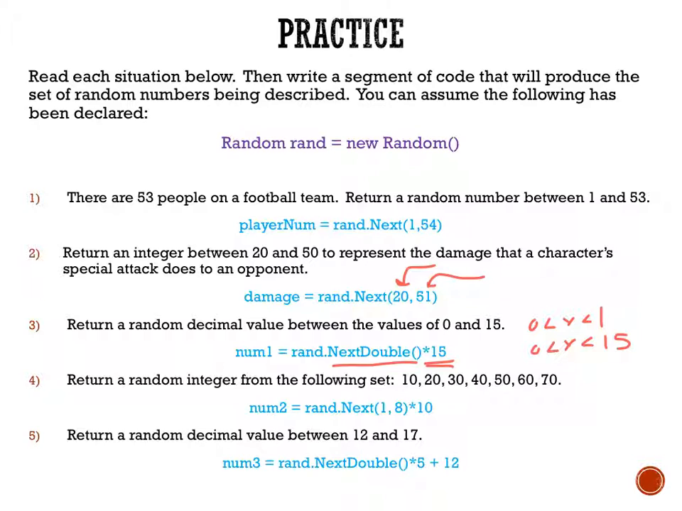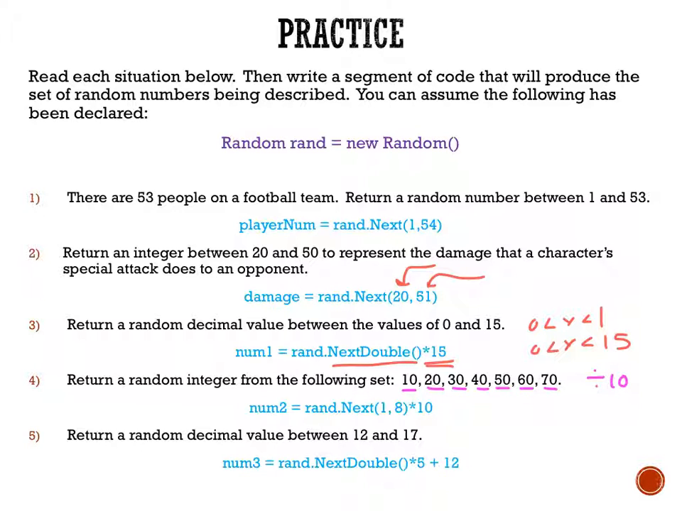Numbers 4 and 5 I purposefully picked because I thought they were a little bit trickier. If you look at number 4, what it's asking you to do is to generate a random number out of 10, 20, 30, 40, 50, 60, 70. So what I see is that we are generating 7 numbers, and I see that these are all divisible by 10.